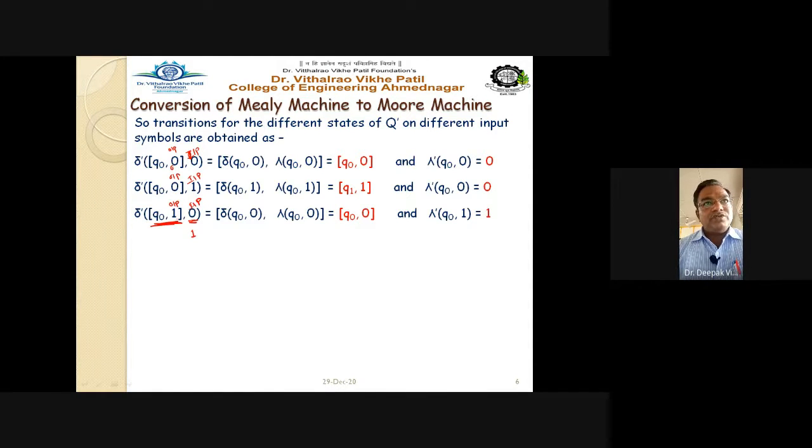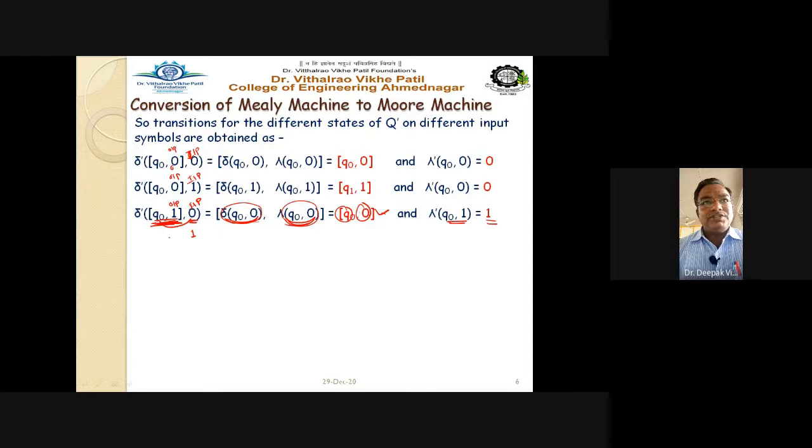And you have to take q0 on 0, that is nothing but the delta transition q0 on 0 and the lambda transition q0 on 0. So the answer for delta q0 on 0 is equal to q0, and the lambda q0 on 0 is equal to 0 itself. So this is the third answer we got here. And lambda dash q0 on 1, for this third state q01, is equal to 1 from the transition. All these values are given in the transition table or in the transition diagram. From the transition diagram or the transition table, we have to write all these values, right?